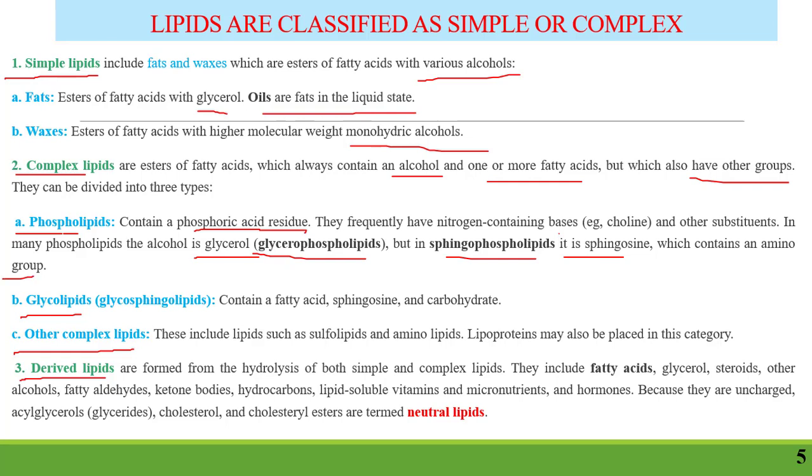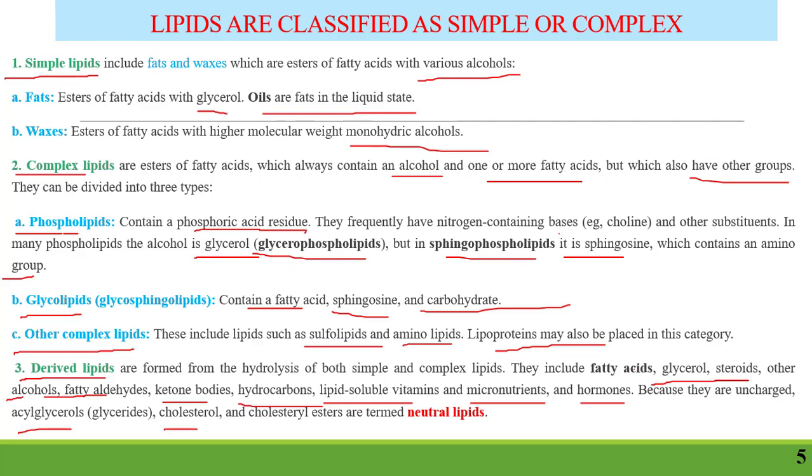The glycolipid or glycosphingolipid contains fatty acid, sphingosine, and carbohydrate. And the other complex lipids include lipids such as sulfolipid and aminolipid. Lipoprotein also can be placed in this category. And the final type of lipids are derived lipids, which are formed from hydrolysis of both simple and complex lipids. They include fatty acid, glycerol, steroid, other alcohol, fatty aldehyde, ketone body, hydrocarbon, lipid-soluble vitamin, micronutrient, and hormone. Because they are uncharged, acylglycerol, cholesterol, and cholesterol ester are termed neutral lipid.